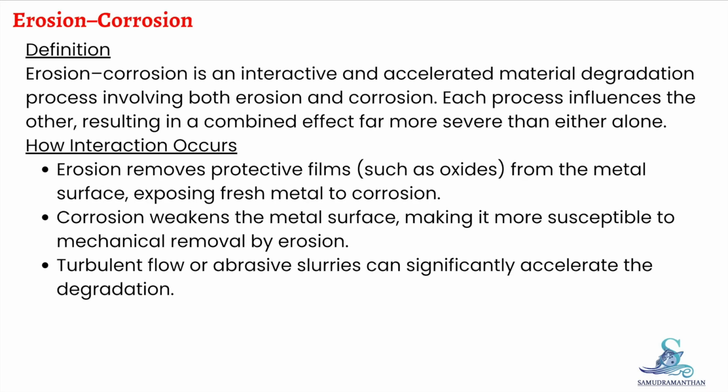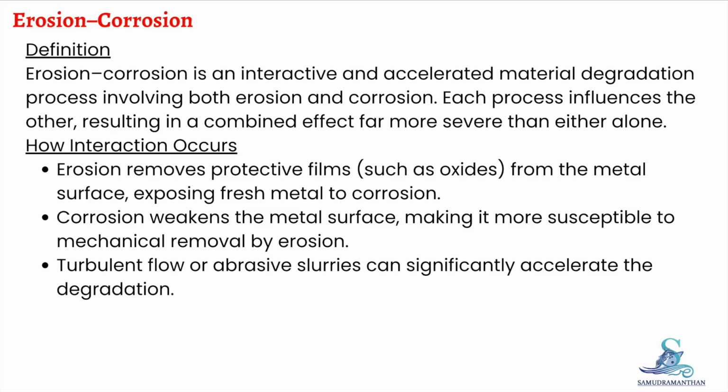Erosion corrosion is an interactive and accelerated material degradation process involving both erosion and corrosion acting together. The combined effect is far more severe than erosion or corrosion acting alone. The interaction between erosion and corrosion is continuous. Erosion removes protective surface films, such as oxide layers, exposing fresh metal to the environment. This freshly exposed metal then corrodes more rapidly. At the same time, corrosion weakens the metal surface, making it easier for mechanical forces to remove material through erosion.